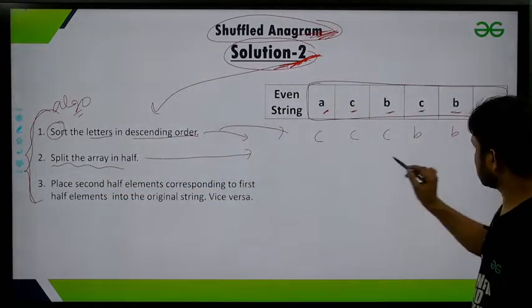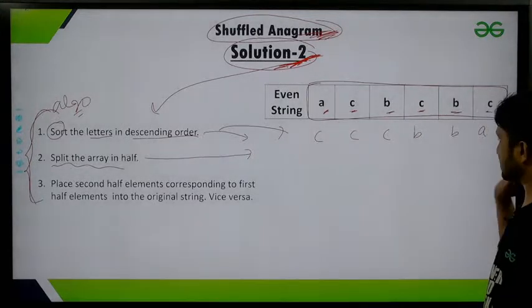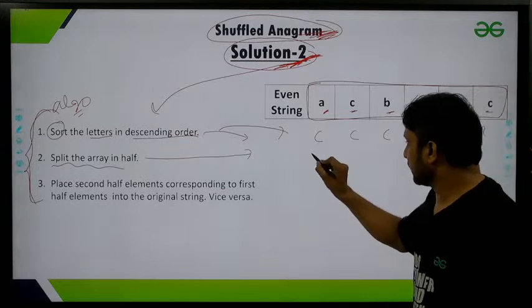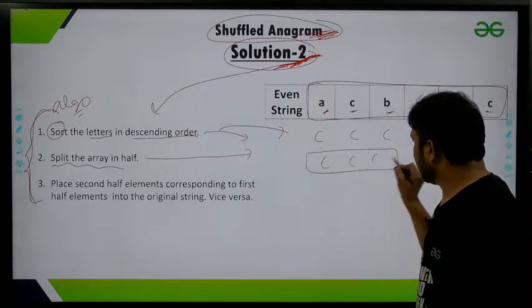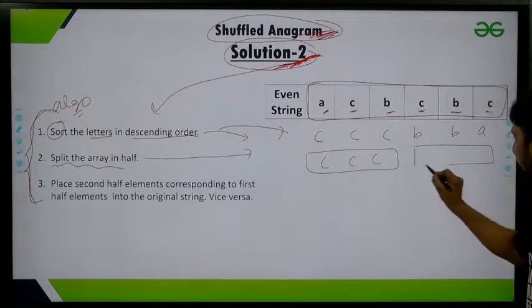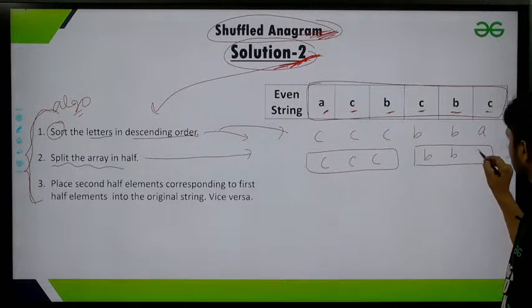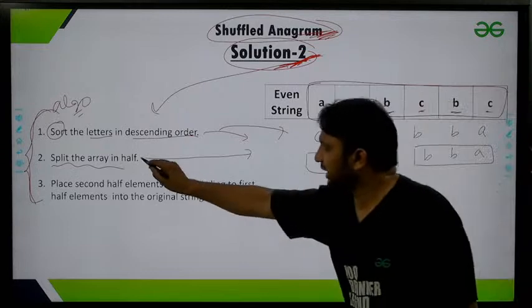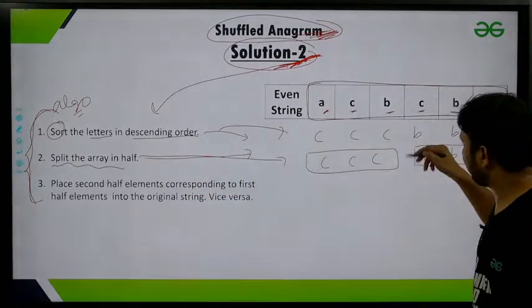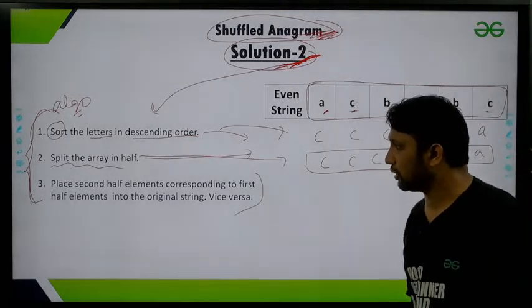Okay, so we have 6 characters here, 1 2 3 4 5 6. So 3 and 3, by dividing them into 3 we can divide it into half, which means half the elements will go to the left sub array and half the elements to the right sub array. Simply, I split the array into 2 halves. 3 elements go this side, 3 elements go this side. Let me apply the third step now, the last step.